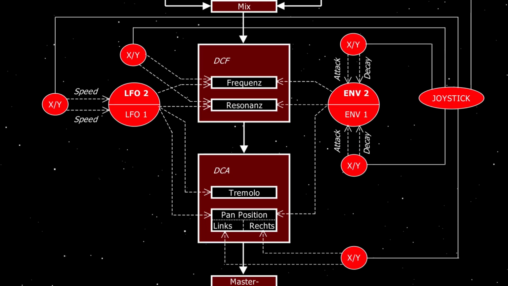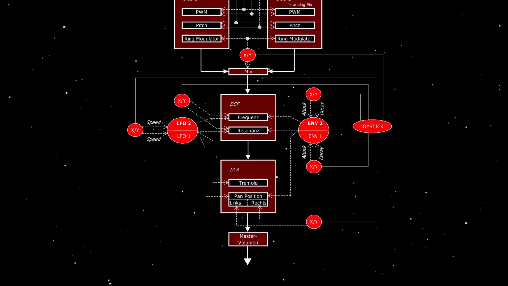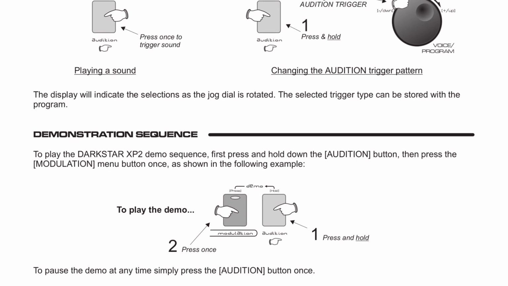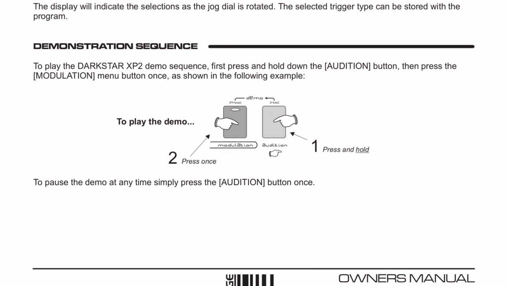Before we take a closer look at the actual controls and connectors, let's listen to what the sound engine can do. Here's a small bit of the built-in demo song that can be accessed by holding Audition and pressing Modulation. Just like I did with the Waldorf Attack demos, I will create a separate video for the full demo song. Here we go.